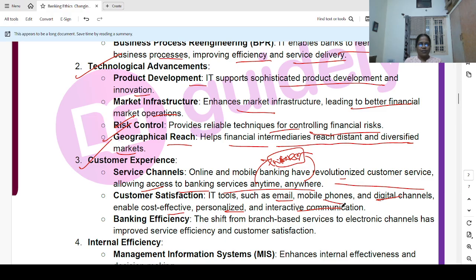Banking efficiency has shifted from branch based services to the use of many electronic gadgets and electronic channels. These electronic channels improve the service quality and service efficiency of the bankers, so that leads to a better customer experience. When the customer experience is positive, obviously the satisfaction among the customers is also very good.